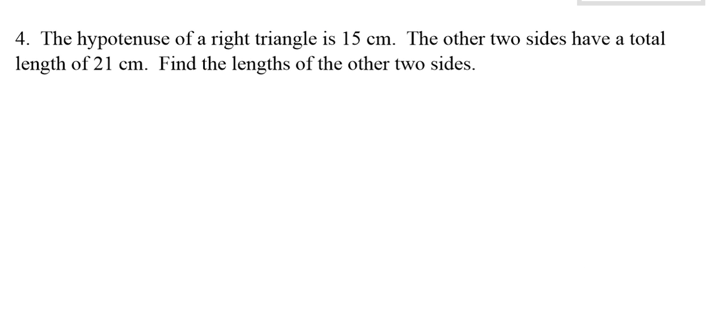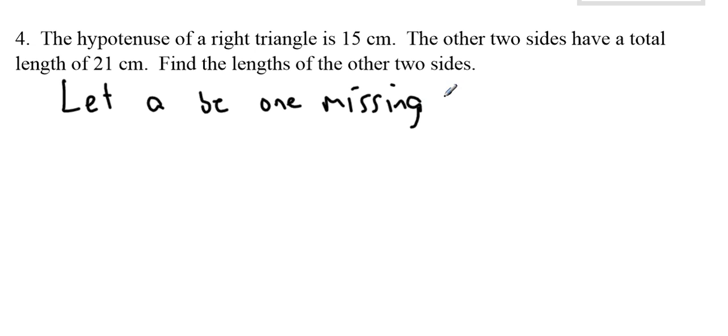In the meantime, let's start defining our variables. Again, when I read the last sentence carefully, find the lengths of the other two sides, it gives me a hint about what my let statements should be. So I'm going to let A be one side. In fact, let me just make this clear. I'm going to let A be one missing side. And again, we're measuring in centimeters.